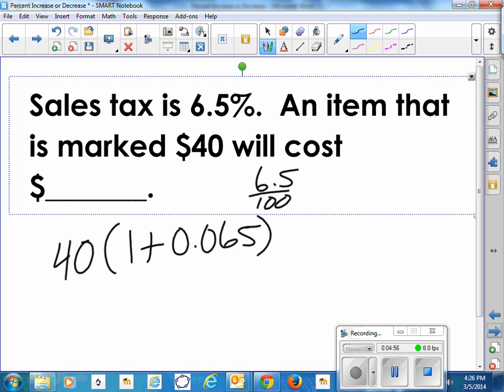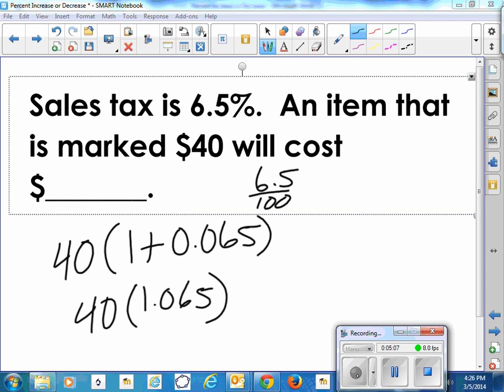Okay, well that's just 1.065. That's not hard to do, times 40. And then we can just use the calculator. So that would be $42.60.